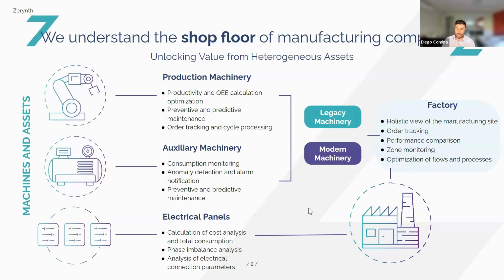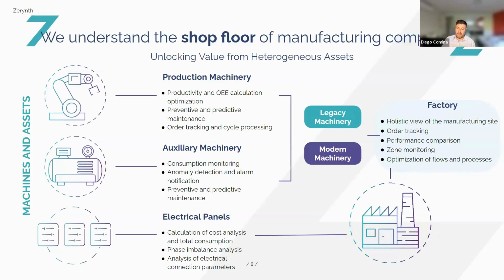Why? Because the auxiliary machines are part of the production process. So it's important to monitor compressors, electric motors, or ventilation fans. So our solution at Zerynth, that we have been creating and I will explain in a second, really allows us to cover all the different categories of asset: production, auxiliary, and the electric panel directly if needed for the electric consumption.